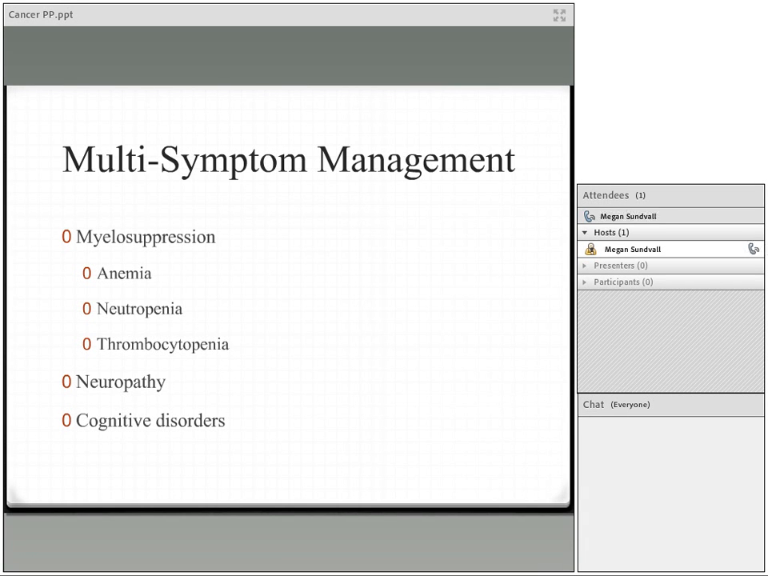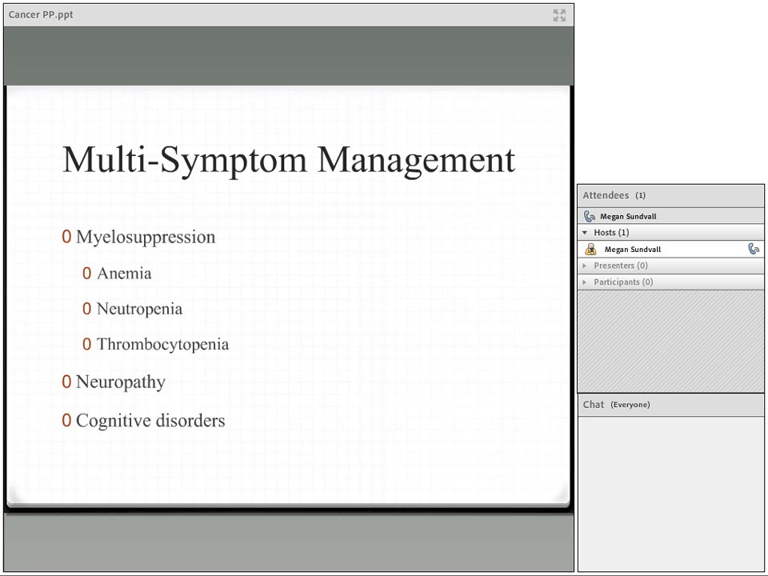Neuropathy is another common side effect or problem related to cancer treatments. This is a condition of the nervous system, with numbness, tingling, and burning caused by certain anti-cancer drugs. For treatment, analgesics taken on a set schedule tend to be the most effective.